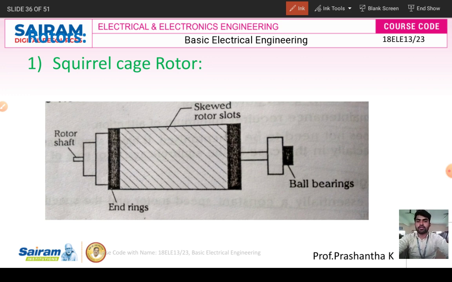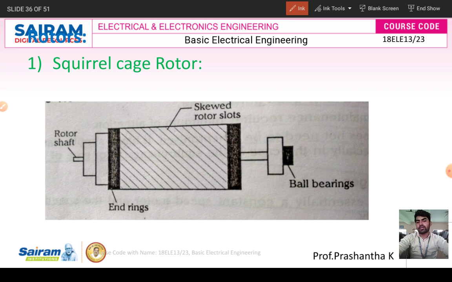Squirrel cage induction motor rotor. The rotor has bars that look like a cage, so a cage-like rotor; that's why it's called a squirrel cage induction motor. Skewed rotor slots will be there to eliminate humming, to eliminate harmonics, to eliminate interlocking or cogging, and also it eliminates vibrations or friction and all.